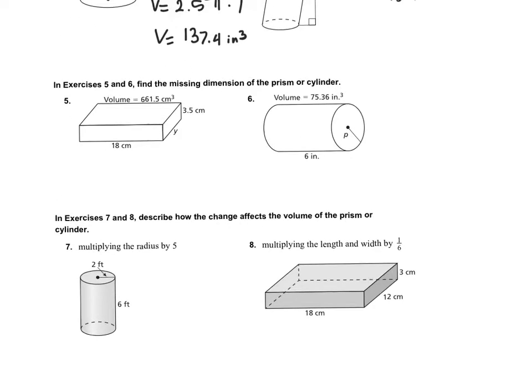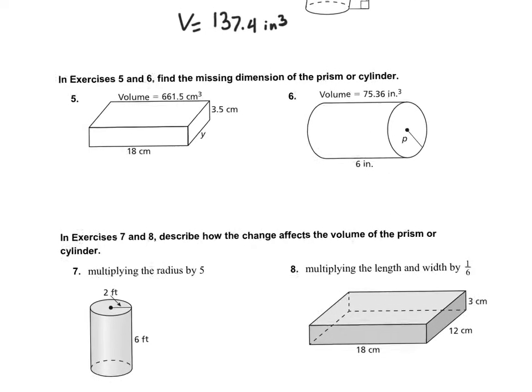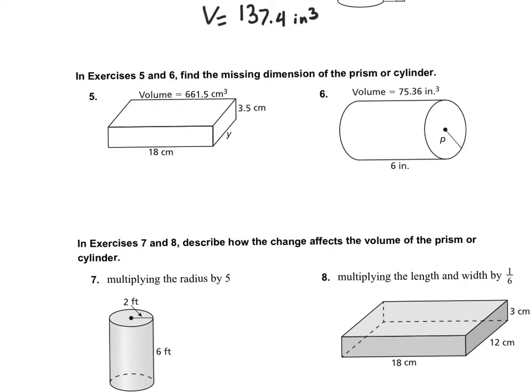All right, for questions 5 and 6, it asks us to find the missing dimension of the prism or the cylinder. This time they give us the volume, and we are trying to find one of the dimensions. So for this first one, we are trying to find the length, or the side y.